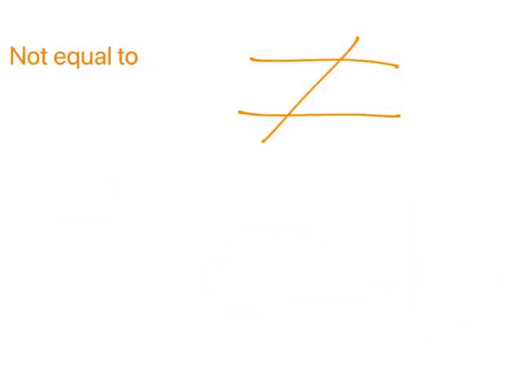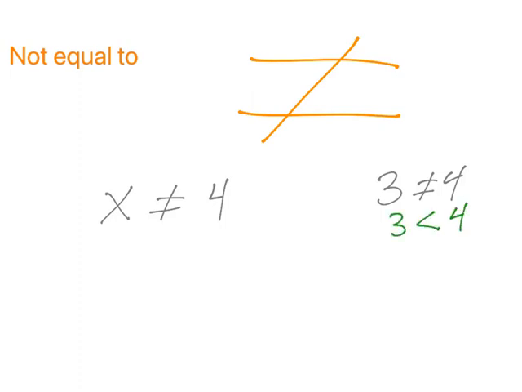The last one is not equal to. And we generally use this if we're saying something like x is not equal to 4, because we don't usually say 3 is not equal to 4. Well, we know that. We would say 3 is less than 4, right? Those are both correct, but we try to be as specific as possible.